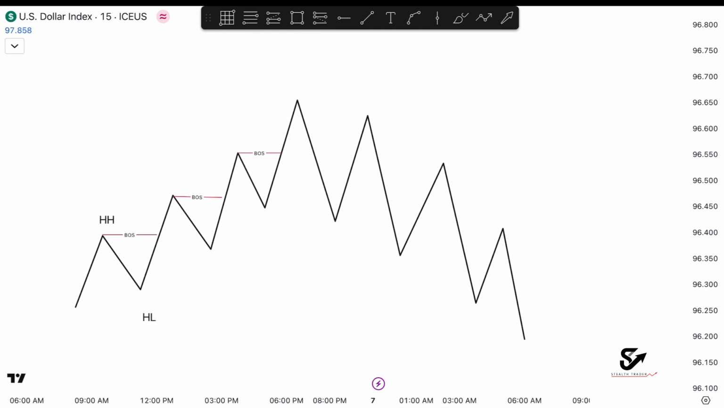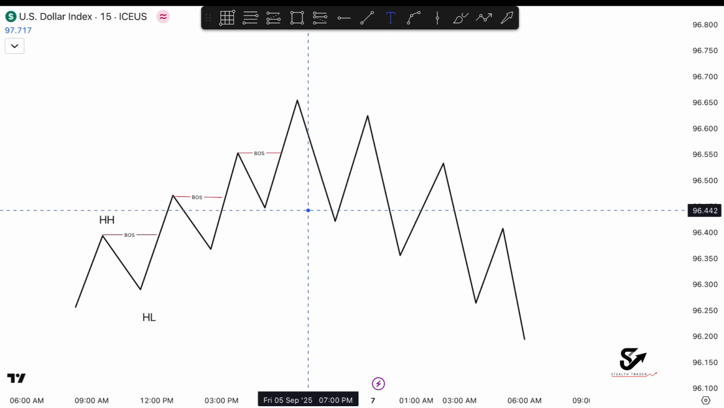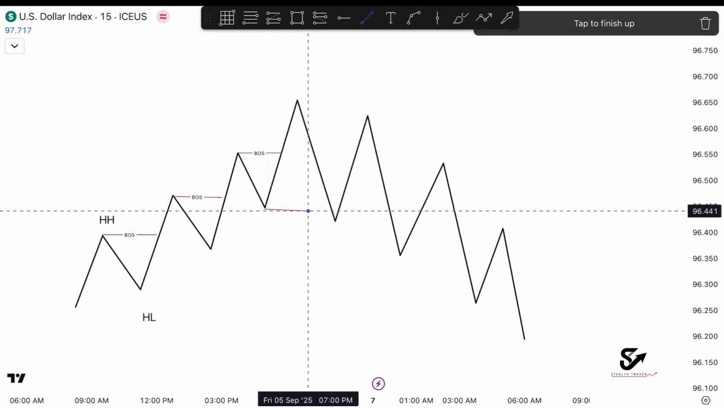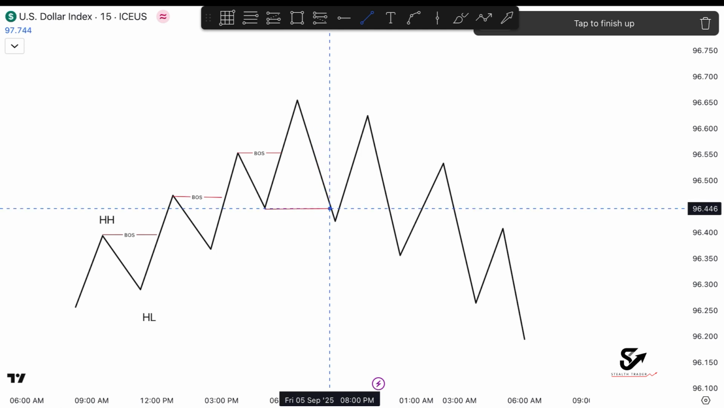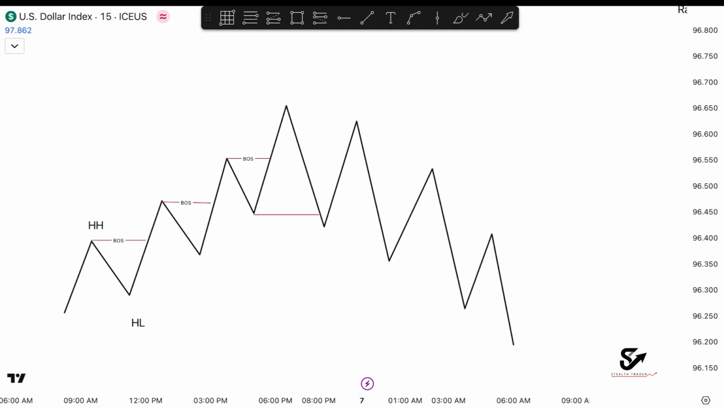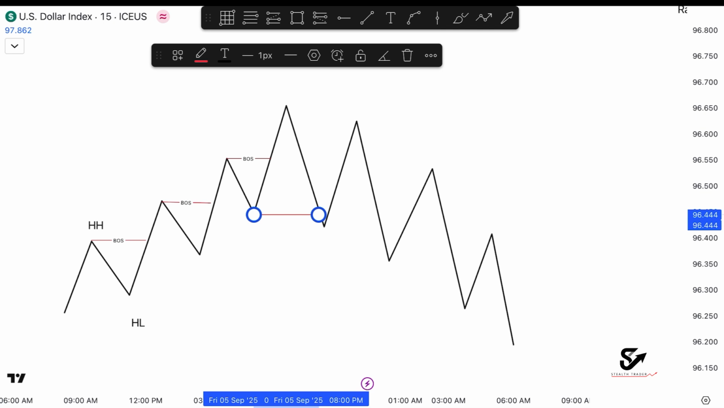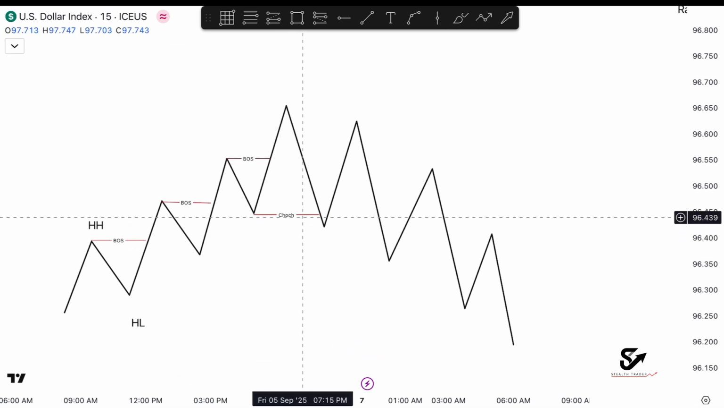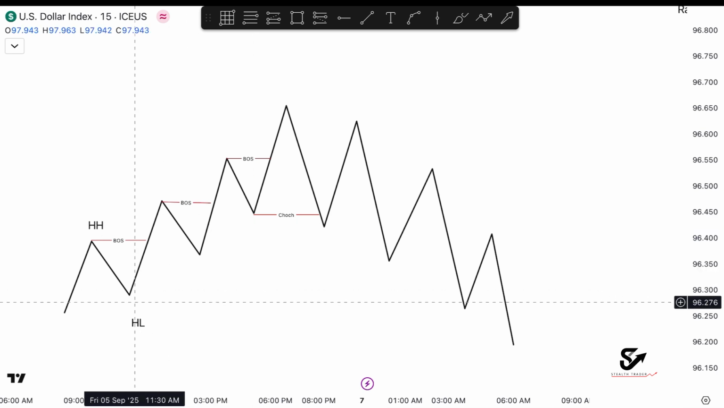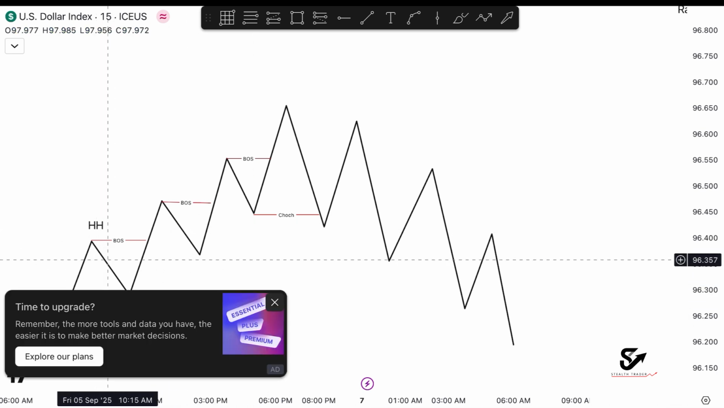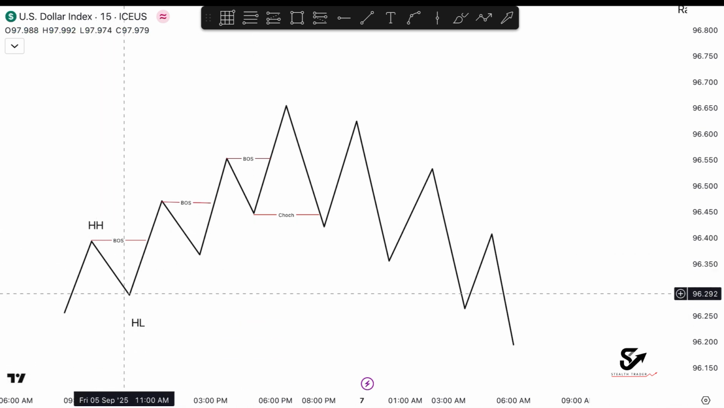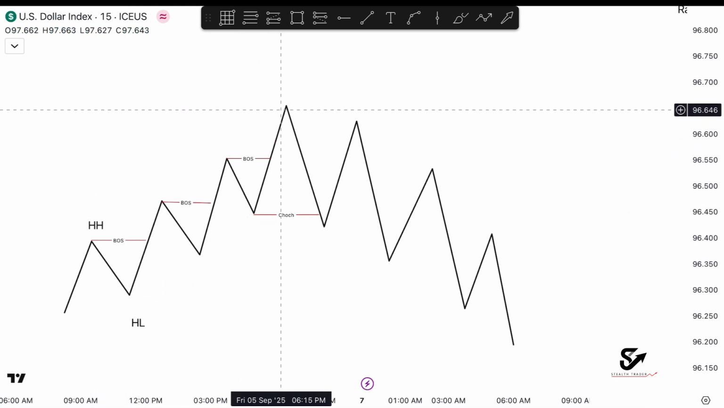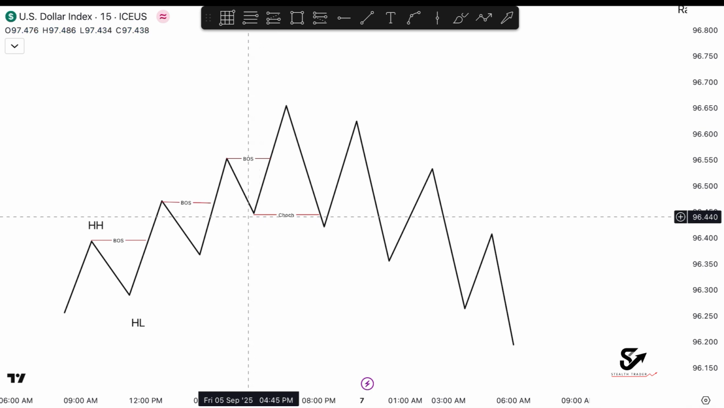But then the very moment price breaks this low and the overall trend changes, this is called a change of character. They call it CHoCH, a change of character. Price was initially going up, creating higher highs and higher lows, higher highs and higher lows, higher highs. But automatically, price broke this structure.